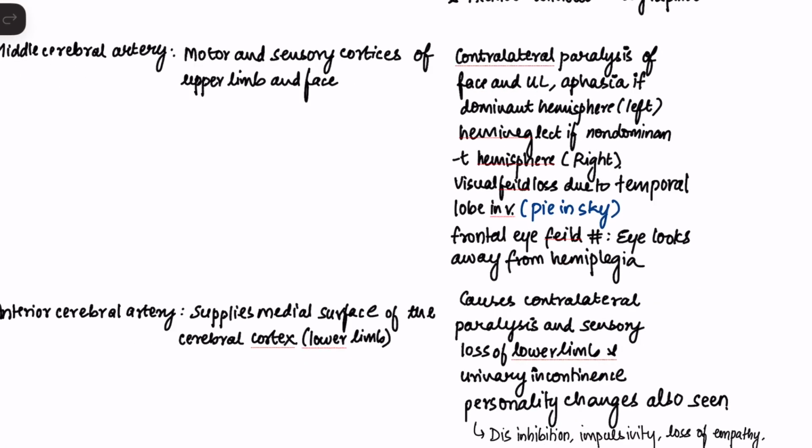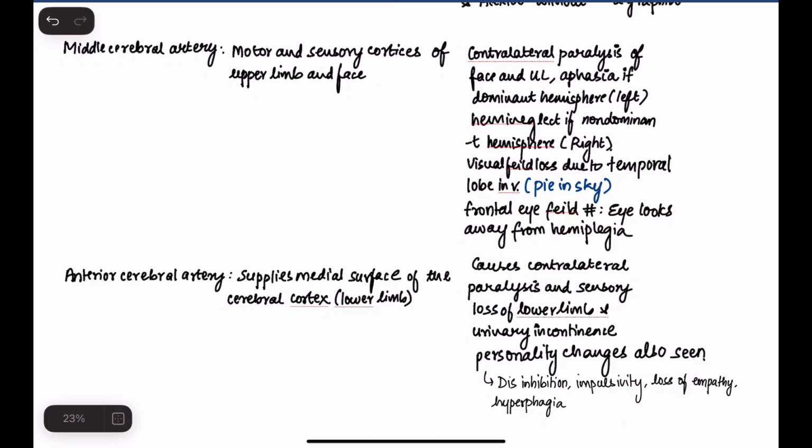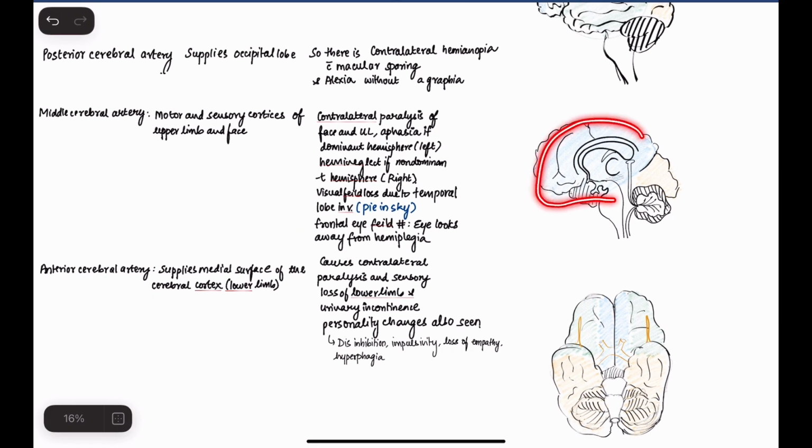Right. Now coming to the anterior cerebral artery. Now the anterior cerebral artery supplies the medial surface of the cerebral cortex. Right. This entire area is supplied by the anterior cerebral artery. And this area takes the lower limbs, motor and sensory functions also. So damage to this will cause contralateral paralysis and sensory loss of the lower limb, and also urinary incontinence. And since the frontal lobe is damaged, personality change is also seen. There is disinhibition, impulsivity, and loss of empathy, and there is also hyperphagia.